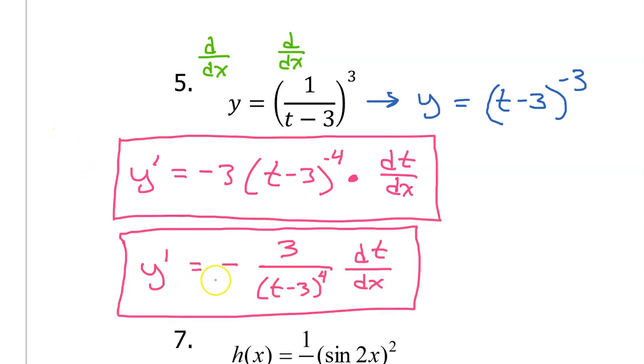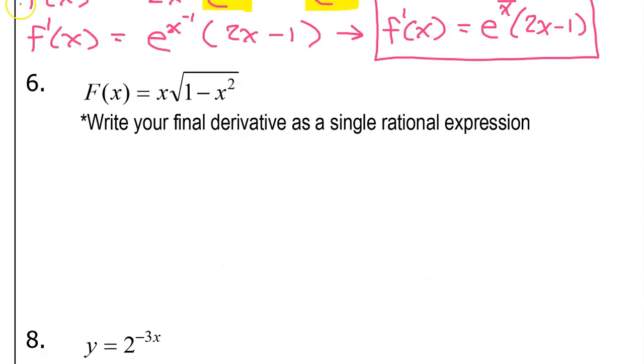You might also see the answer written this way on a multiple choice question by taking the t minus 3 to the negative 4 power and dropping it down to the denominator.